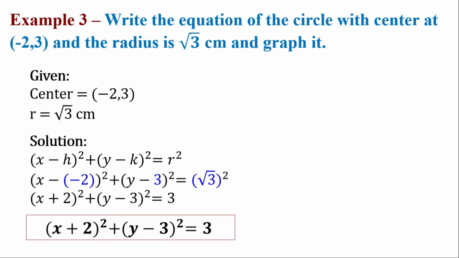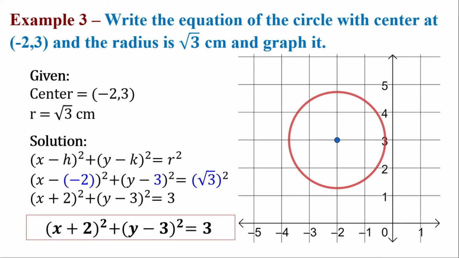The square root of 3 is between 1 and 2. So you need to count 2 units, 1, 2. So remember that you need to approximately graph the square root of 3 between 1 and 2. So this will be the point. Use the compass to draw the circle.